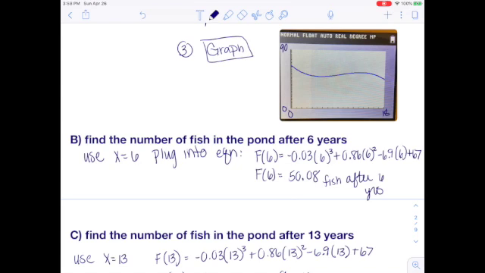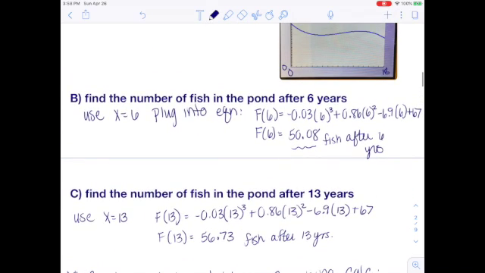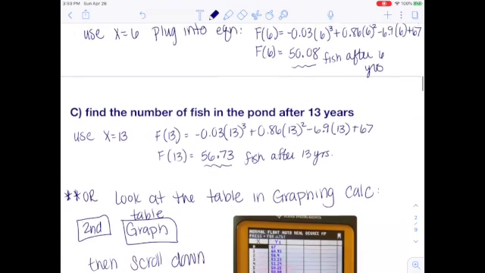We're going to use x as 6 because our x's are our number of fish. And you literally just plug it into the equation and you get 50.08 fish after 6 years. And there's another example of that in C. Find the number of fish in the pond after 13 years. You're just plugging in x equals 13 into your function and you get 56.73 fish after 13 years.